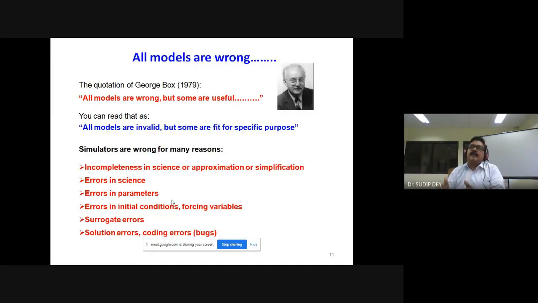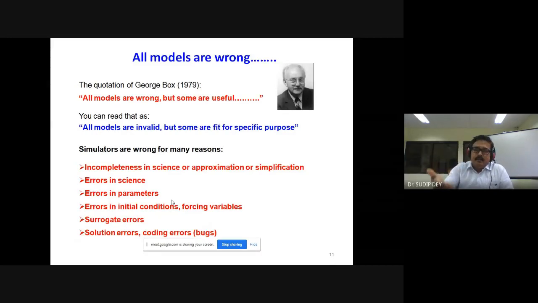It is just like making a prototype of a bigger one. Like, if you want to have a big bridge, we have to start with a small bridge model. What we generally call in industry terms a mock-up. We generally try to frame up a mock-up, and after that, we go to the real-life prototype. There may be the solution error, the coding error.